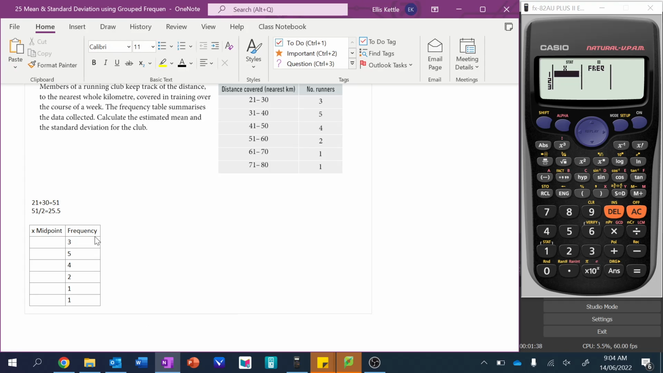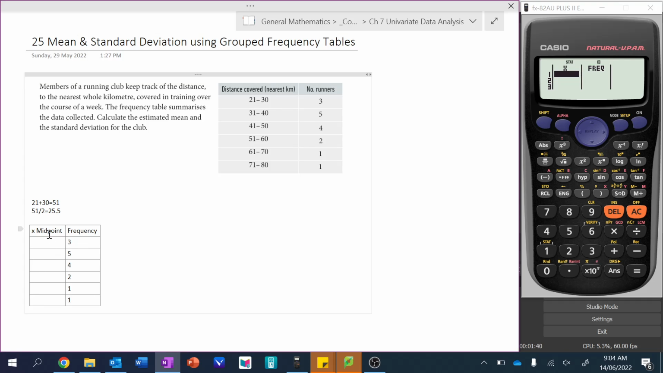So you can see I've just created a quick table, and I've got my x midpoint, which is going to be the midpoint for each of these groups, and then I've just copied the frequencies, the number of runners, down into the second column. So because I've averaged the first one, 25.5 is going to be the x midpoint. It's halfway between 21 and 30.